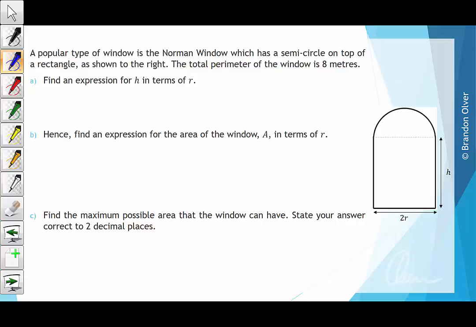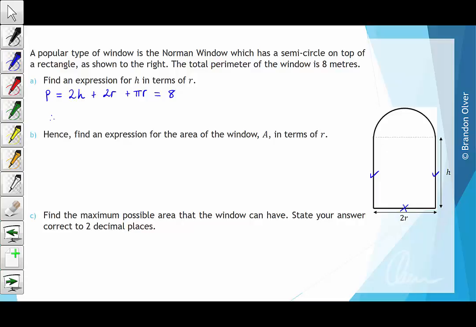So we know that our perimeter is equal to 2h, which takes into account this side length and this side length, plus 2r, which is the bottom length, and then we need to add on to that the curve at the top, which is half the circumference of a circle, which is just pi r. And all up, that's got to equal 8 metres.